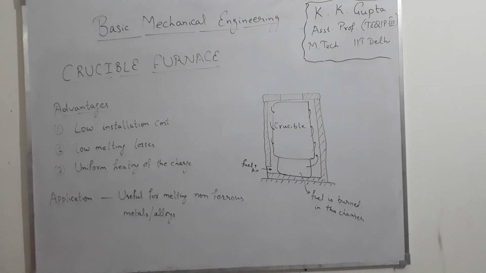Advantages of crucible furnace: first, low installation cost; second, low melting losses; third, uniform heating of the charge. Charge means metal that is to be melted. And what are the applications? It is useful for melting non-ferrous metals or alloys.